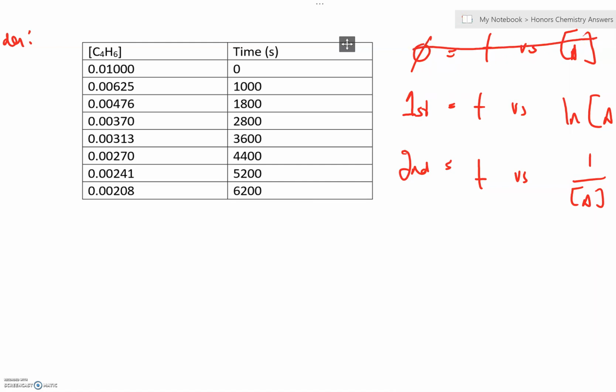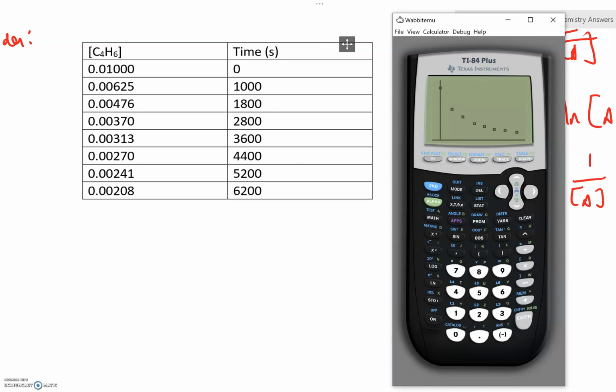Okay, it's going to go pretty quickly now. So let's go back to our calculator. We go to our stat plot, and what we want to do is verify that it is or is not a first order reaction. And if it were, it would be a straight line when we graph time versus natural log.